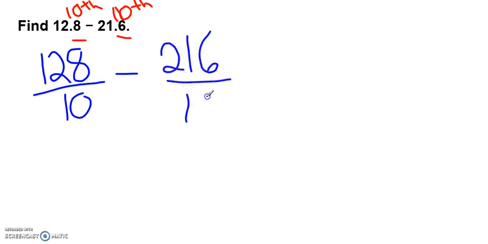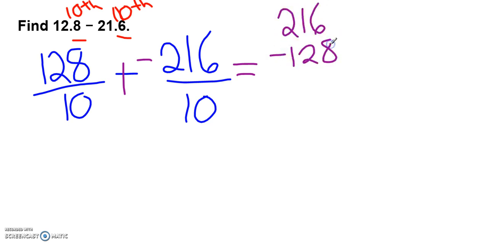216 over 10. Okay, and here we have the subtraction, which obviously we do not like because we've said this 1,000 times. So we're going to use add the opposite. And that's going to give us now 128 tenths plus negative 216 tenths. So this is a negative and that is a positive, so I'm going to use the different sign rules. So that's 216 minus 128.